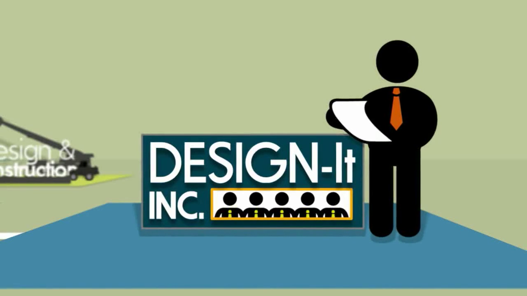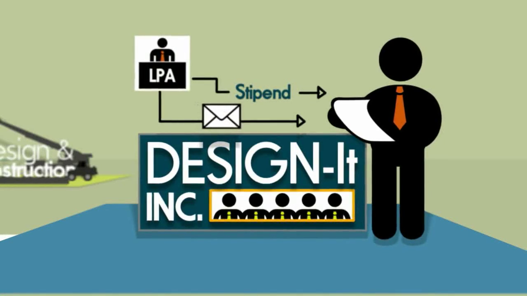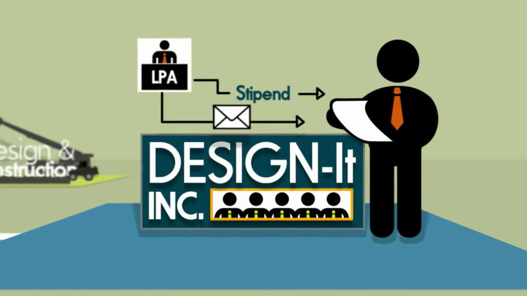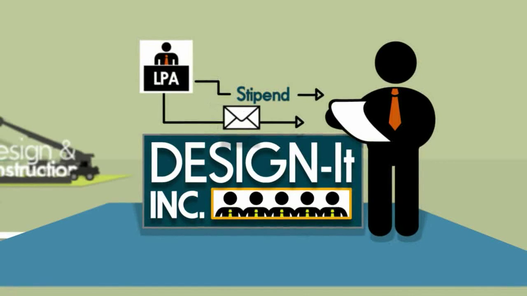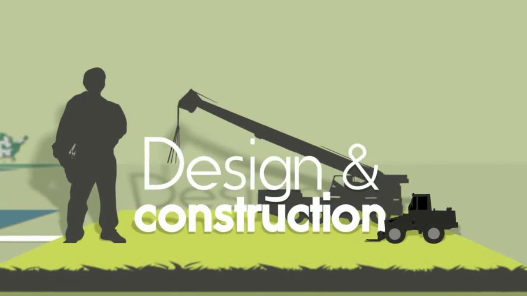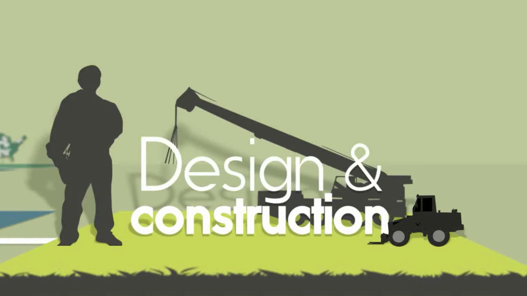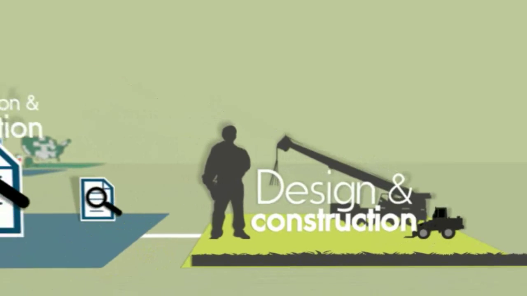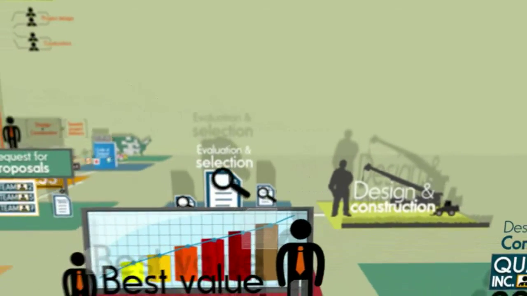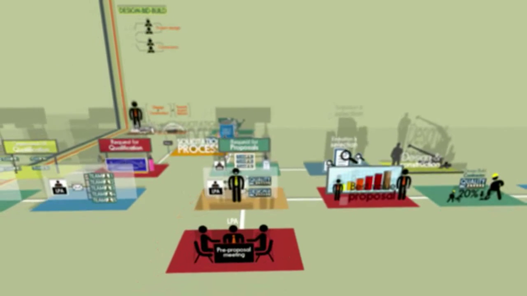Since Design It Incorporated was not selected, a stipend is offered as reimbursement from Hometown LPA for a portion of the proposal development cost. Including a stipend is allowable but not required under federal rules, and its use is at the discretion of the project owners. When Design It accepts this reimbursement, Hometown LPA takes ownership of the conceptual designs submitted and can incorporate those ideas into the project. Quality Incorporated begins construction on the project while still developing the design. Hometown LPA provides overview of both the construction and the design as the project progresses.